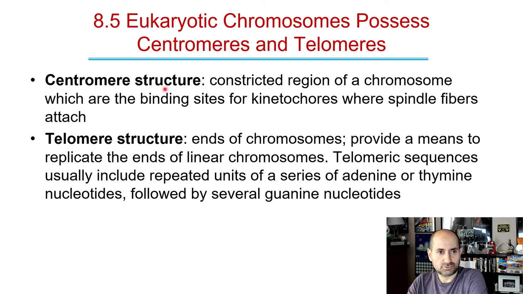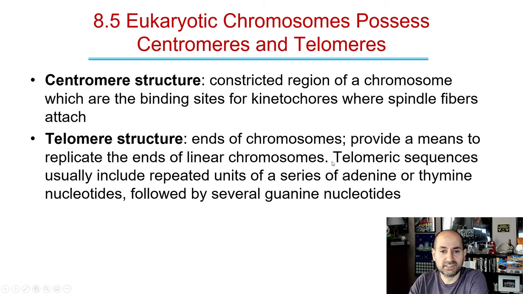So remember, centromeres are the narrow waist of the mitotic chromosomes. These are constricted regions of the chromosome where kinetochores bind and spindle fibers then bind. Telomeres, remember, these are the ends of the chromosomes. These ends have to be replenished after the DNA is copied. We'll talk about that in a subsequent chapter.